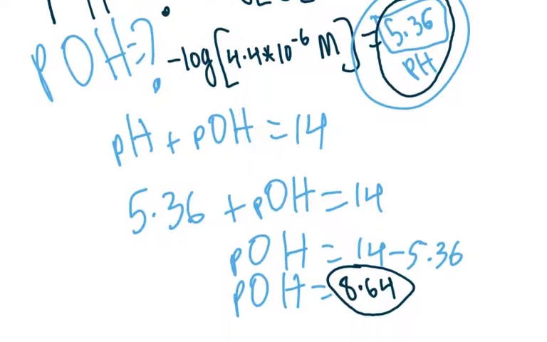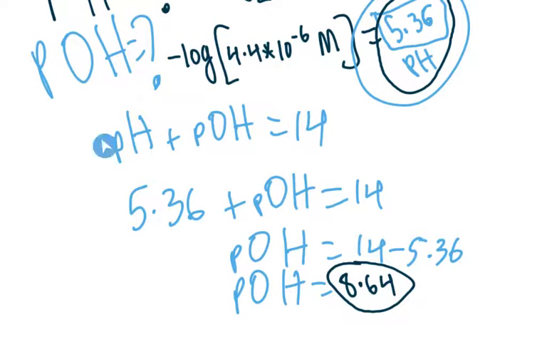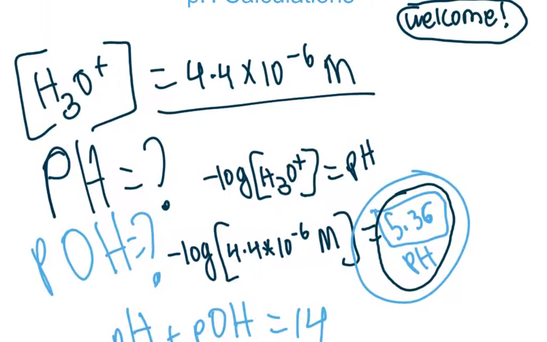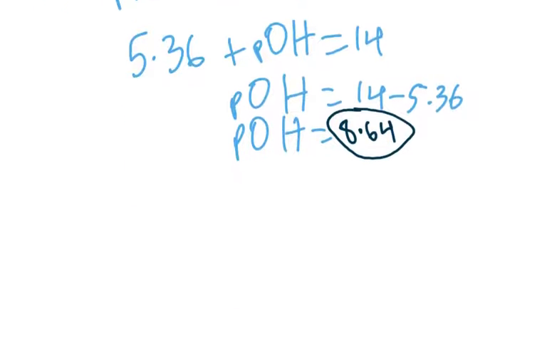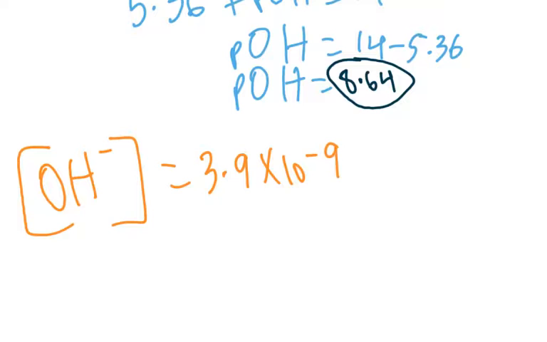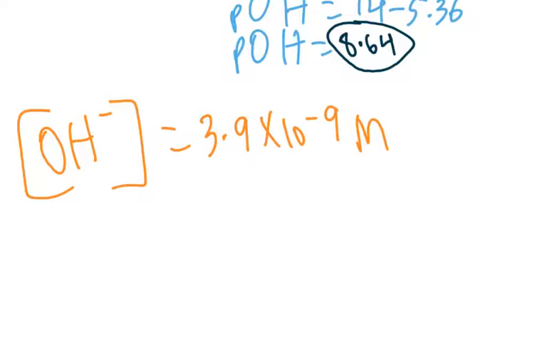And if you want, you can even check. We know that the pH and pOH add up to 14. Now if someone gave you the OH concentration and told you to find the pH, all you have to do is take the negative log of the OH. Let's go and do that example. What if the OH concentration is, let's say, 3.9 times 10 to the negative 9th, and we want to know the pH?